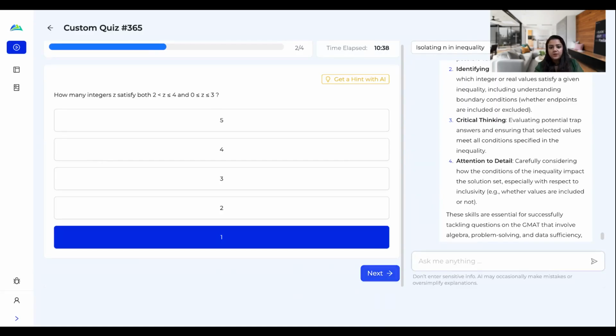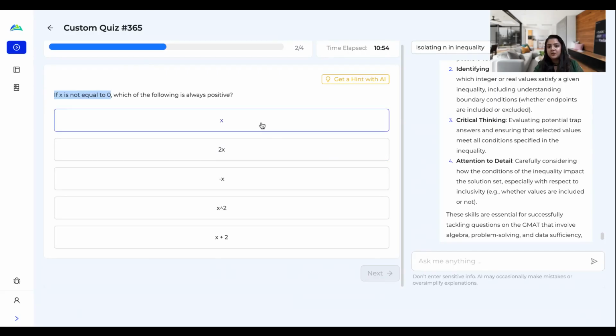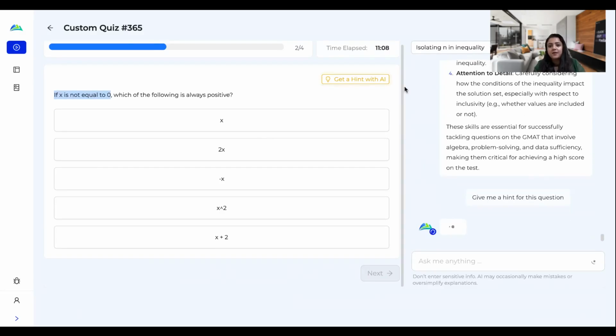Let's go. Next question. If x is not equal to 0, which of the following is always positive? What does that mean? It can be both positive, both negative, on both sides of 0. X could be anywhere. So definitely I can eliminate answer choice A, and I could also eliminate answer choice B. Because if x is negative, then 2x will be negative. If x is negative, x will be negative. Both A, B can be eliminated, but let's look at a hint.